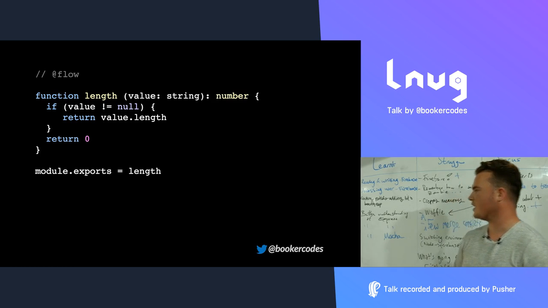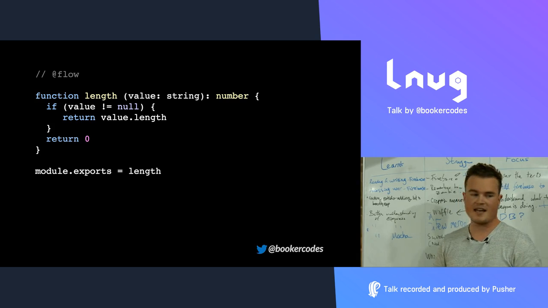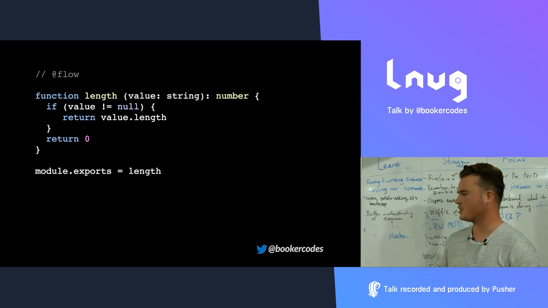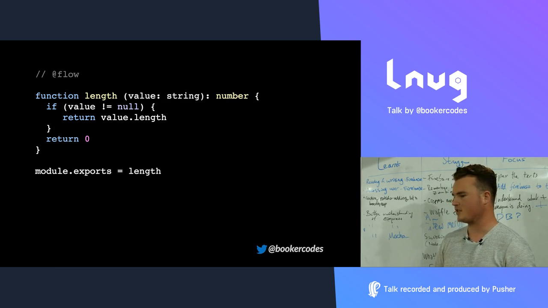So what we're specifying here is that the length function will only take a string, and we're also specifying that it returns a number. Now, when you import that file or that function in your own projects, if you pass anything but a string, Flow will complain. And if you try and return anything but a number, Flow will also complain. Providing this additional information can also power auto-completion and other good tooling.